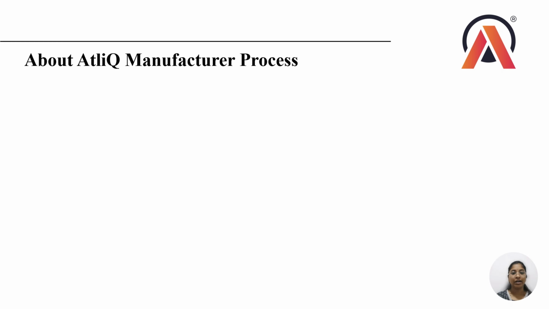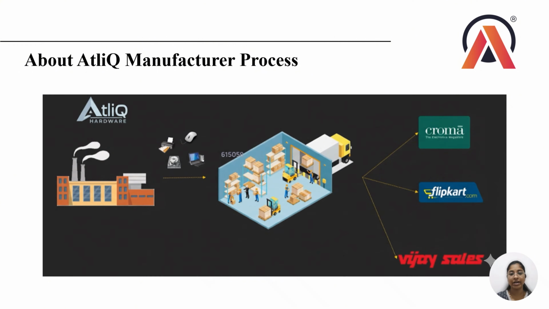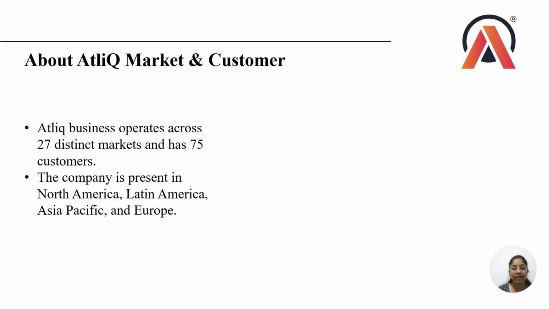Let's move into the AtliQ manufacturing process. AtliQ has its own manufacturing facilities where all the hardware products are manufactured or built and then sent to distribution or warehouse centers. The company operates in multiple locations and ships products to various locations, and from there the hardware items will go to the individual stores. And then, AtliQ markets and customers.